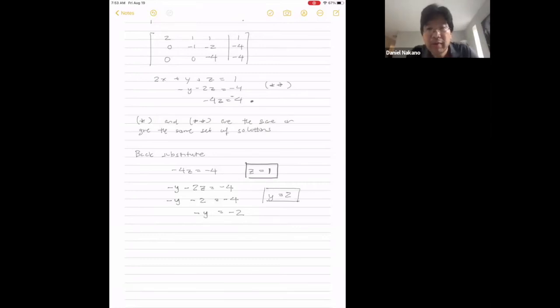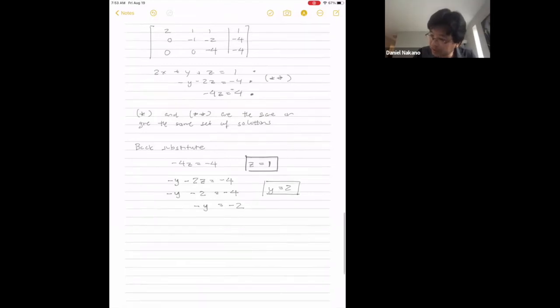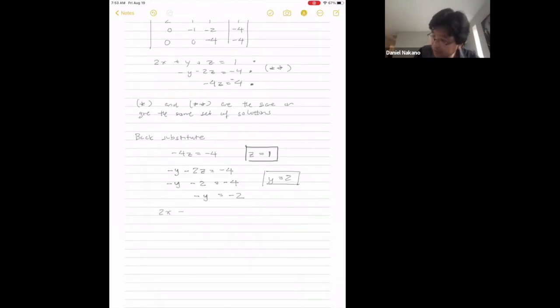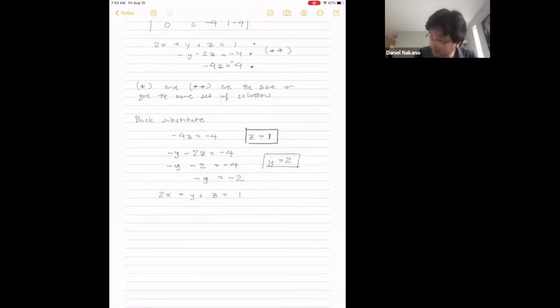All right, so we have z and y, and now we go up to the first equation. We used the second equation, now we're going to use the top equation. We have 2x plus y plus z is equal to 1, and I'm going to plug these in. So we have 2x, y is 2, z is 1, and that's equal to 1. Now I have 2x plus 3 is equal to 1, 2x is equal to -2, and x is equal to -1.